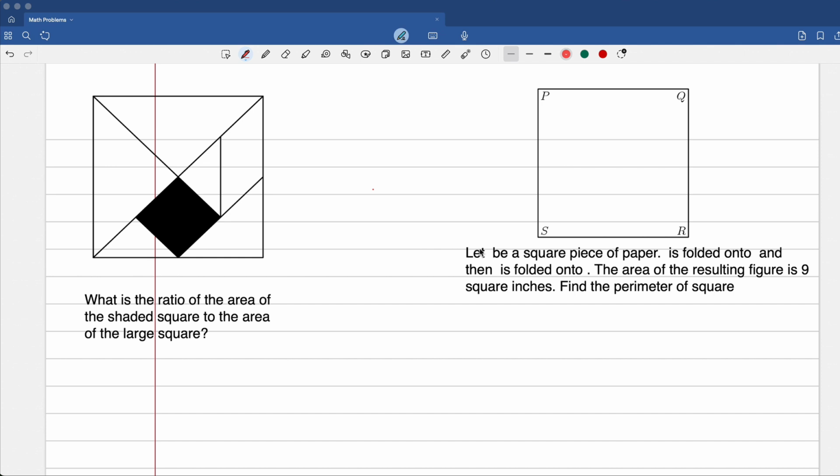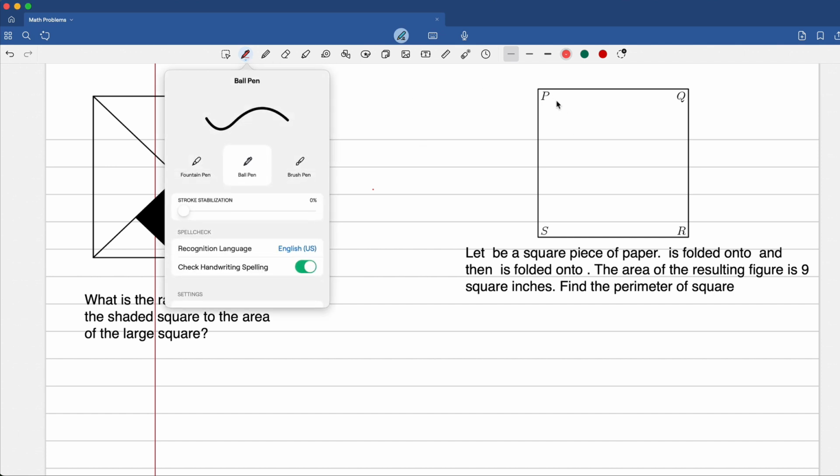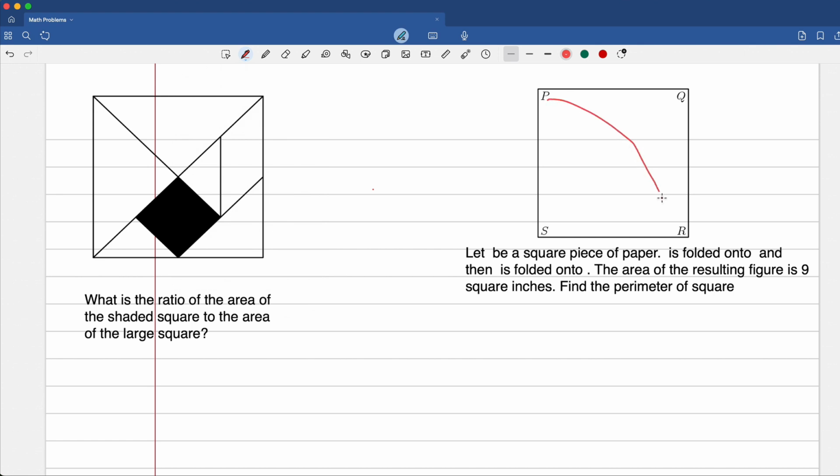This is question number one. Question number two, which is very similar in nature, is that you have a larger square and a square paper folded in such a way that P is folded onto R, and then S is folded onto Q. The question is, what's the perimeter of the square?